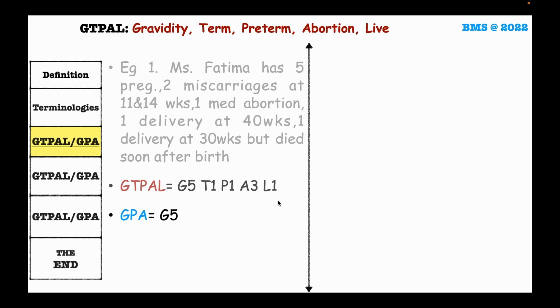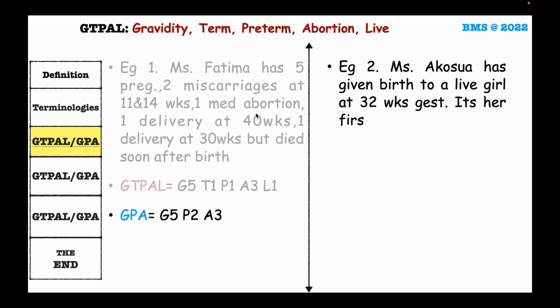Now, the GPA system is going to be gravida 5 and she's going to have para 2. Para 2 because we said she had 1 delivery at 40 weeks as well as another delivery at 30 weeks, which went beyond the period of viability. That's why she's having para 2. And she's going to have 3 abortions, as we've seen, 1 at 11 weeks, the other at 14 weeks, and also 1 medical abortion. Let's look at more examples.